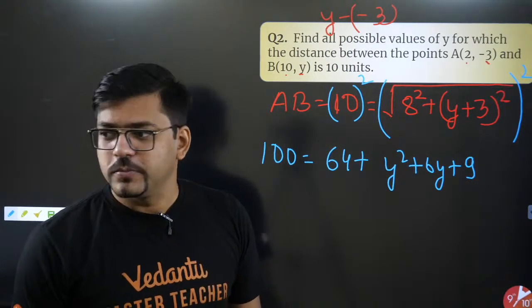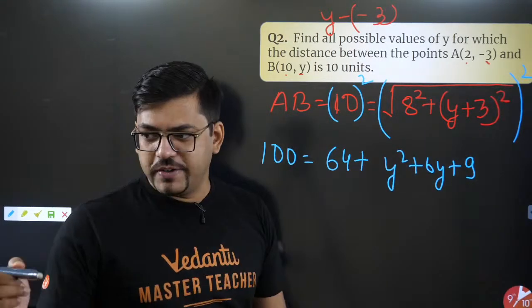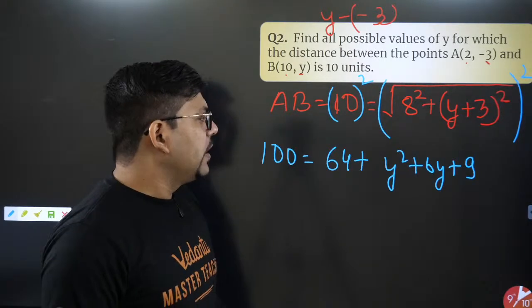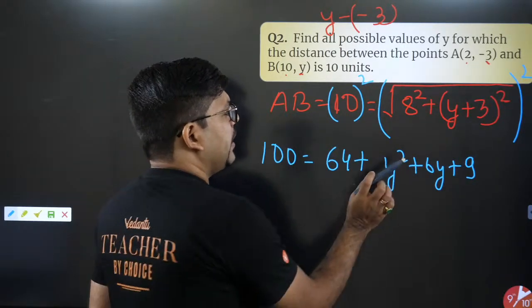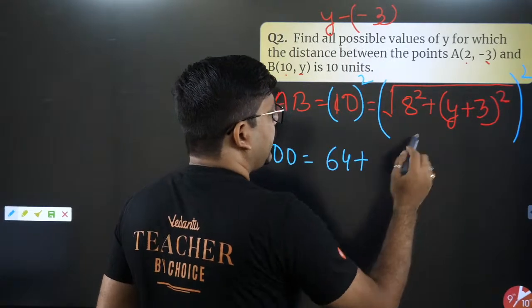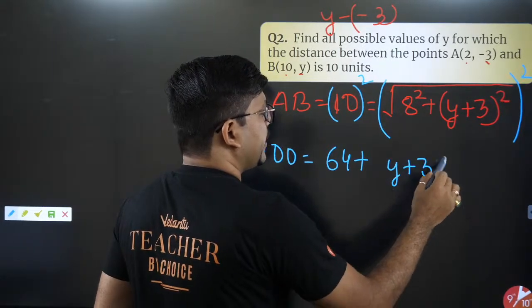Cool? Yeah? Okay, that's great. Many of the students have even got the answer. So people, instead of this, I think I should not remove the square. Let it be like this only. It will be easy. I'll tell you how.